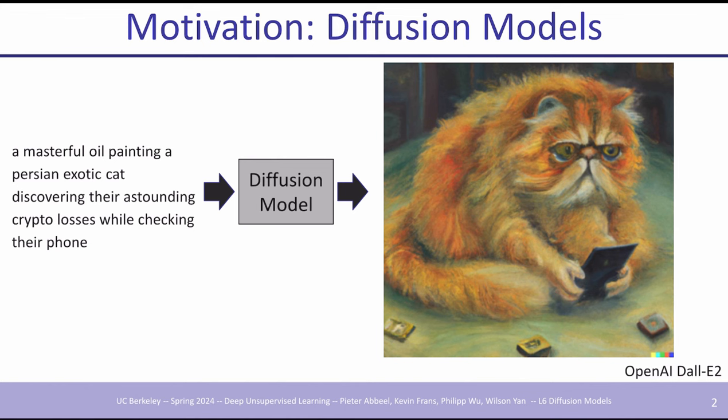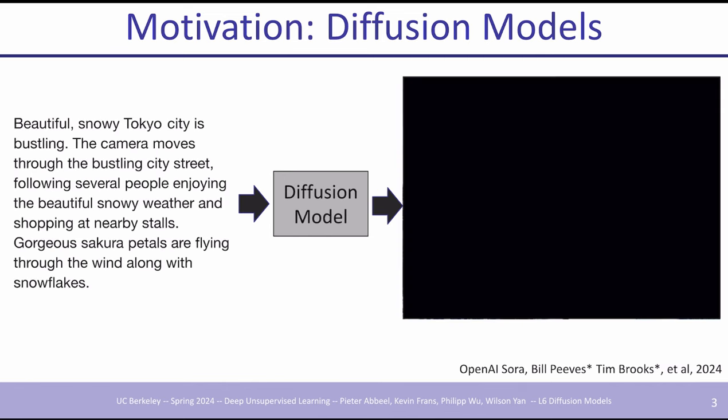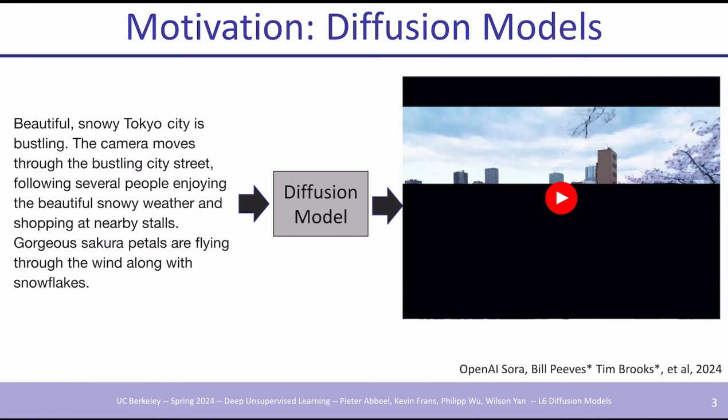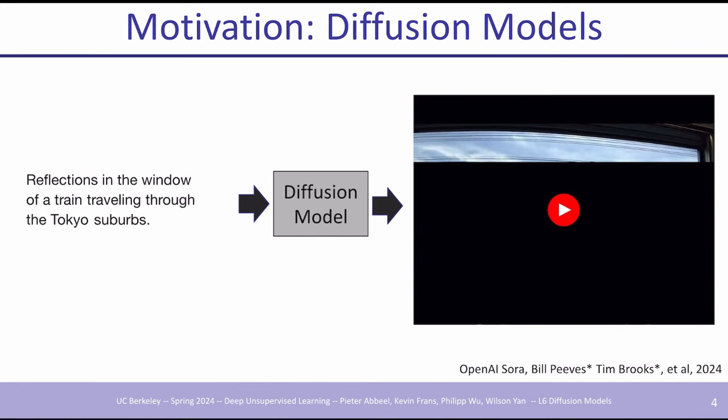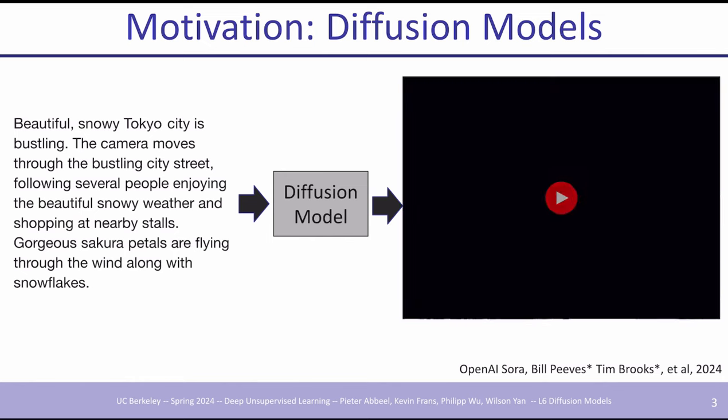Now, if you're active in AI at all, then probably you recently heard about this thing called Sora, which just came out last week. It's a diffusion model. Not all the details are available, but it's a diffusion model that is capable of generating full videos from descriptions. So in this case, beautiful snowy Tokyo. Oops, I wanted to play that instead of go to the next slide. Let's see if that can work.